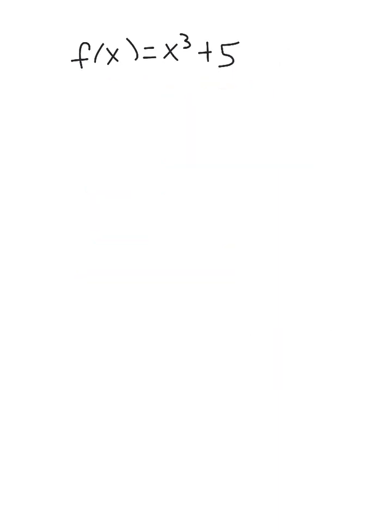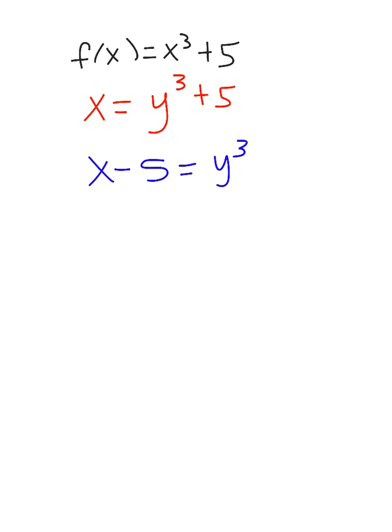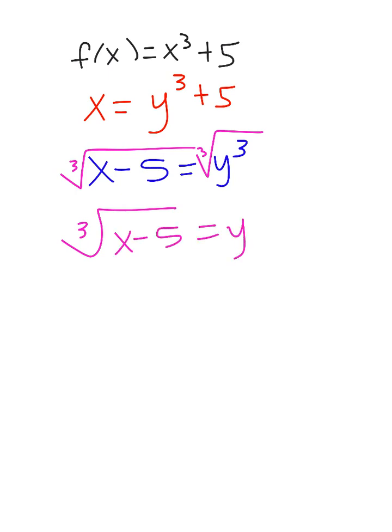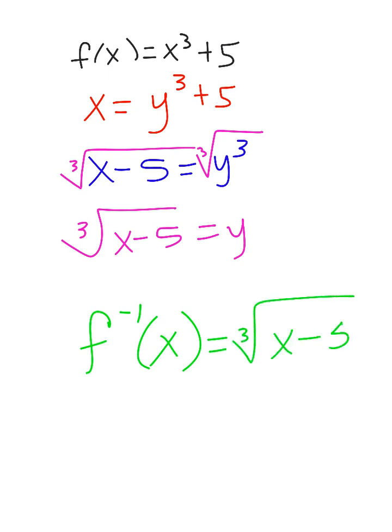All right, let's take a look at 6C. So again, we switch x and y. X equals y cubed plus 5, minus 5 from both sides. So I want to get rid of the cube, so I cube root both sides. So I get the cube root of x minus 5 equals y. So that is the inverse of f of x is equal to the cube root of x minus 5. All right, so let's take a look at number 7.